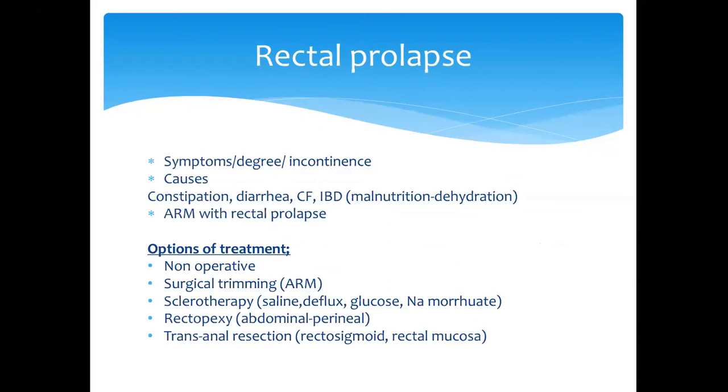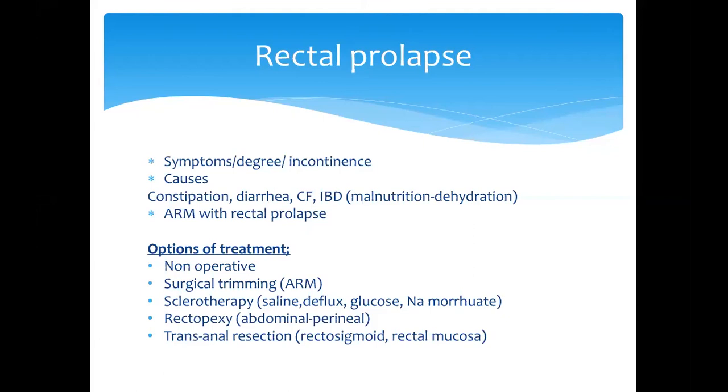So rectal prolapse, basically it's a symptom. It's not a disease. You have to know what is the underlying cause of this rectal prolapse. Is the patient having constipation, or the other way, diarrhea? Are they a cystic fibrosis patient or have inflammatory bowel disease? All of these fall under the pathophysiology of weakness of the pelvic floor, secondary to malnutrition or dehydration. And you can see some of the anorectal malformation group who had rectal prolapse after the anoplasty as well.